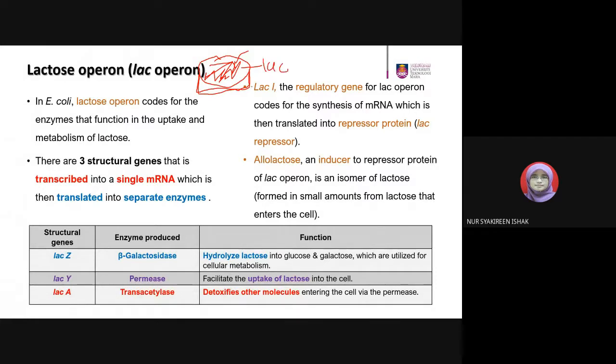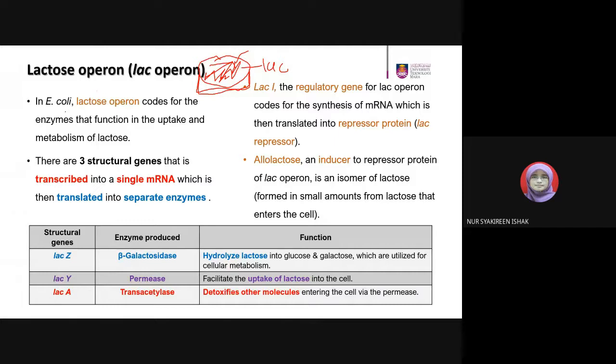Selalunya bakteria ni tak guna dalam keadaan yang normal. The E. coli does not use lactose for its normal metabolism, okay. But in this case, you induce the expression of the lac operon genes. So you grow the bacteria in a medium that contains lactose. Okay, awak tak letak apa-apa yang lain.